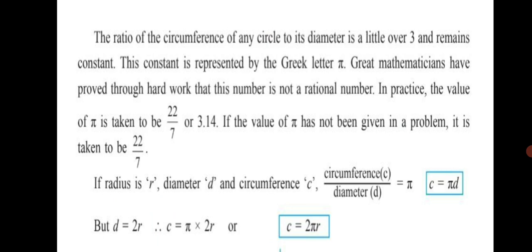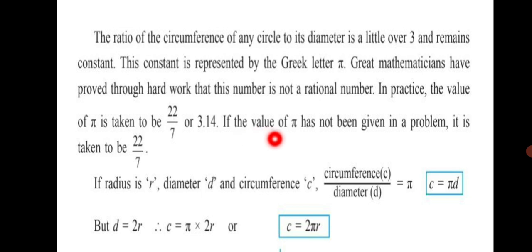This constant is represented by the Greek letter pi. So this pi you can see is a symbol which represents the ratio of circumference upon diameter, which is constant. It is little above 3. Great mathematicians have proved through their hard work that this number is not a rational number. In practice, the value of pi is taken to be 22 upon 7. The value of pi is 22 upon 7, that is the ratio of circumference upon diameter, or 3.14.